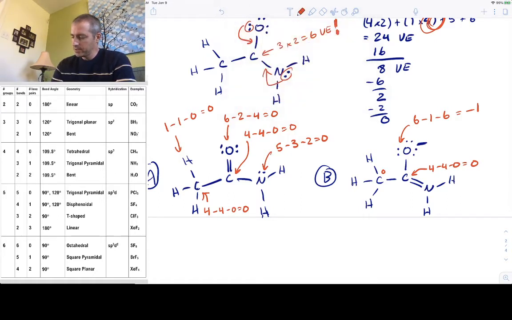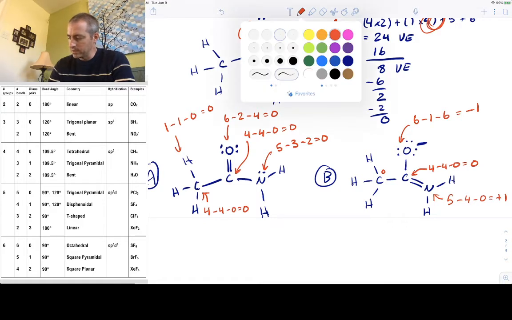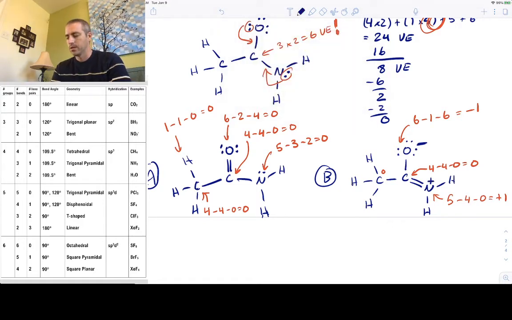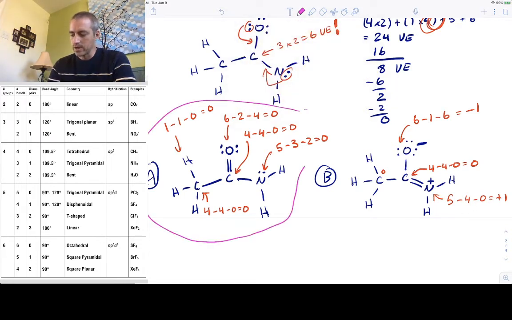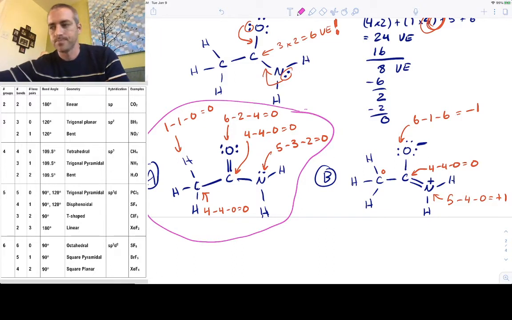Next we got to do nitrogen. So nitrogen has 5 valence electrons minus 4 bonds minus 0 unshared electrons equals +1. So if it's got a +1 formal charge, we need to just put a positive on the nitrogen. So these two structures are both structures we could have drawn to complete all the octets, but the preferred structure in this case has got to be structure A, because structure A leads to lower formal charges for all the elements that we're interested in here.